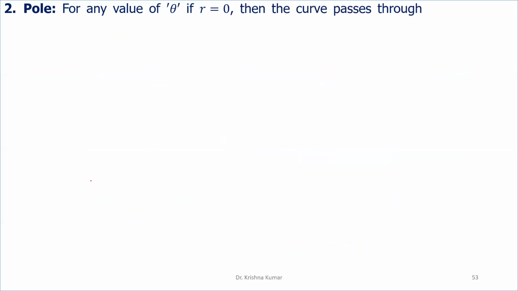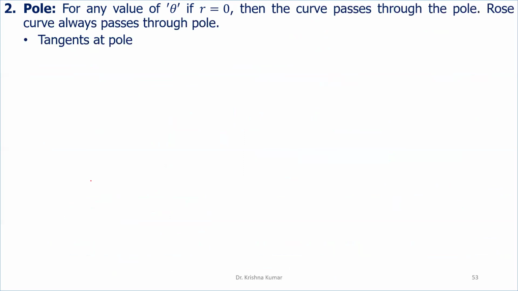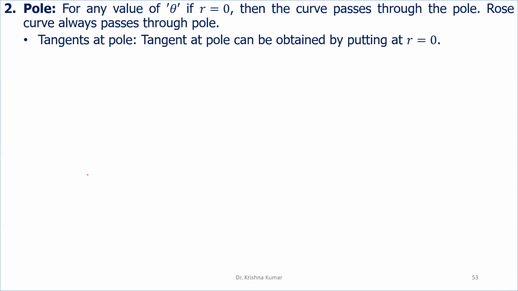Let me go ahead to the next point, pole. We know that for any value of theta, if r becomes 0, then we say that the curve passes through the pole. So the Rose curve always passes through the pole, because we can get a value of theta for which r equal to 0. Now the next thing is tangent at pole. How to get the tangent at pole? The tangent at pole can be obtained by putting r equal to 0. So we just put r equal to 0 and we are able to get the tangent at pole.